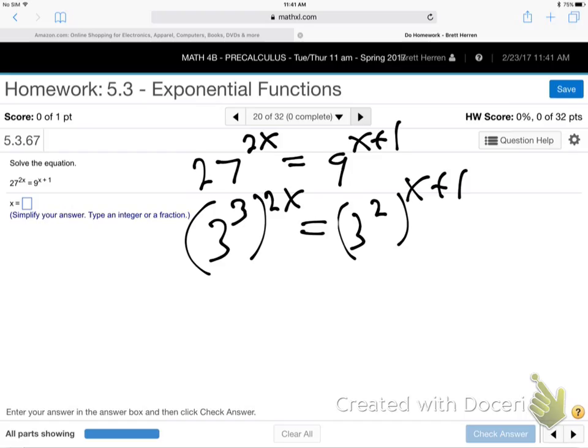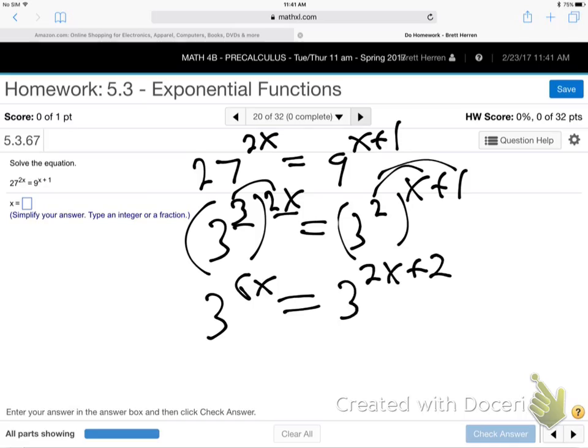Like, what do powers inside and outside parentheses do? Do they multiply or do they add? They multiply. So it's 3 to the 6x, and multiply 3 to the 2x plus 2, it distributes. So powers inside and outside parentheses multiply.